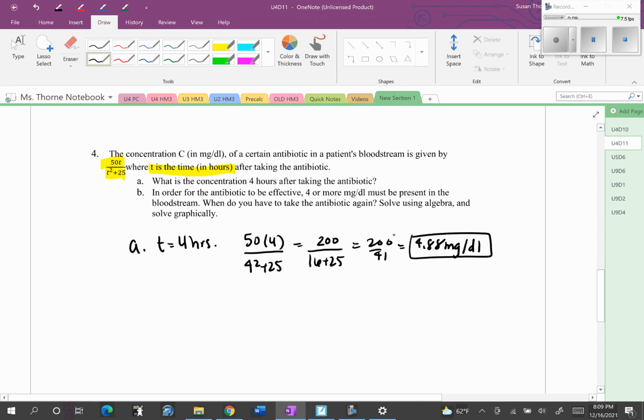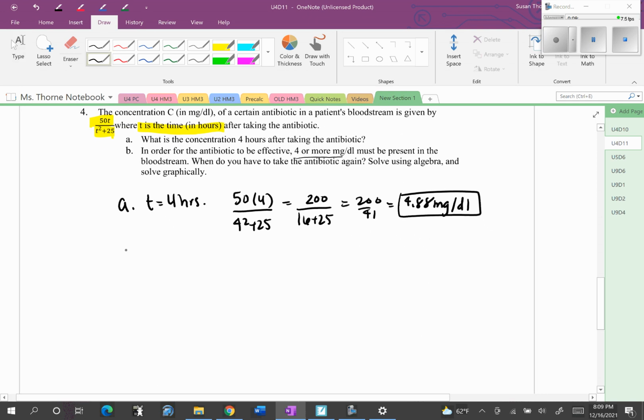And then for question B, in order for the antibiotic to be effective, 4 or more milligrams per deciliter must be present in the bloodstream. When do you have to take the antibiotic again? Solve using algebra. And you can use graphing to solve, but we're going to solve using algebra. So for this one, that means now we're plugging 4 into y and solving for the time. So we get 4 equals 50t over t squared plus 25.